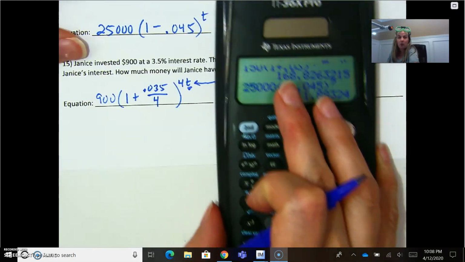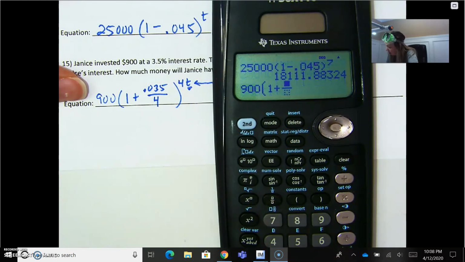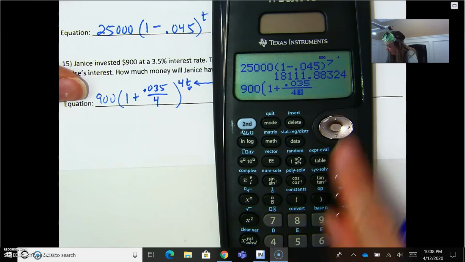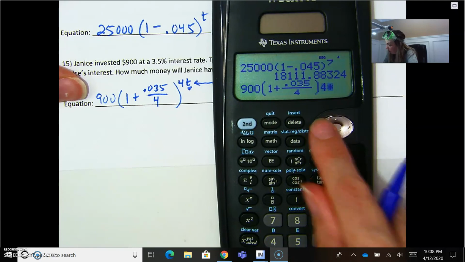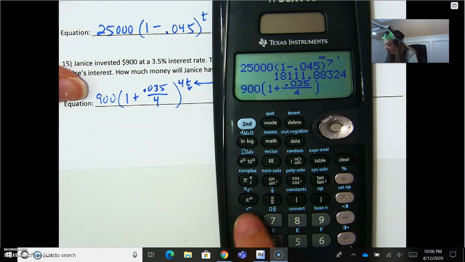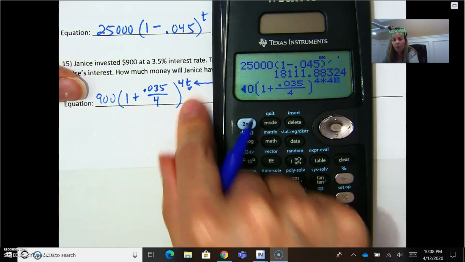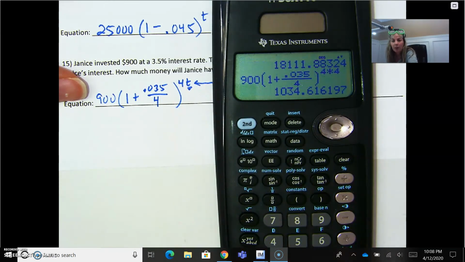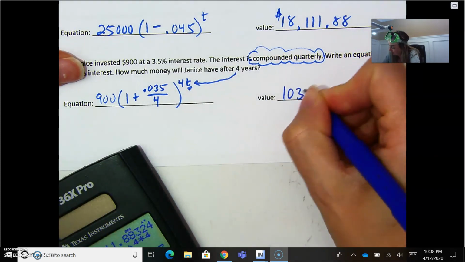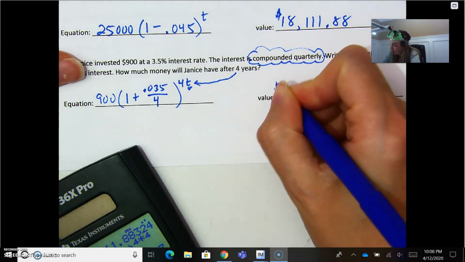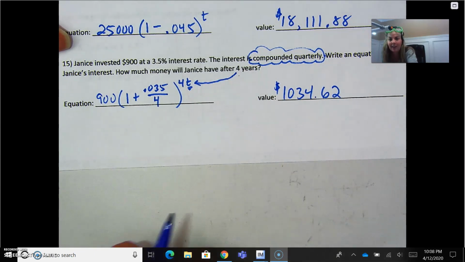All right, so let's check it out. How much money do we have? Ballin'. 0.035 over 4, and then, sorry, need to make that a power, to the 4 times 4. All right, so we're going to have $1,034 and 62 cents. Nice, not a bad investment. Free money, just letting it sit there.